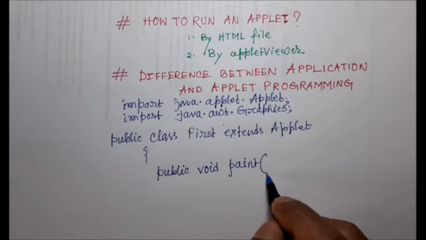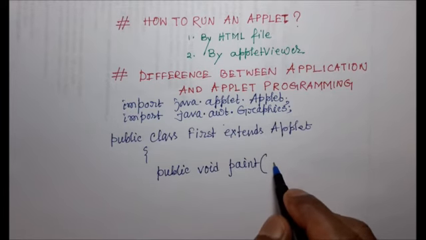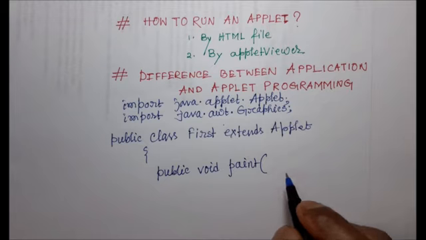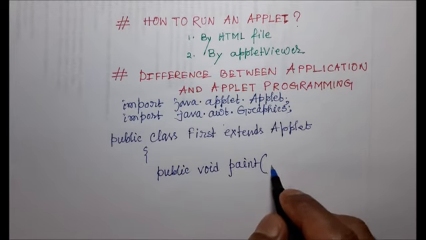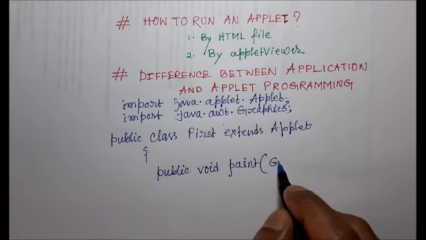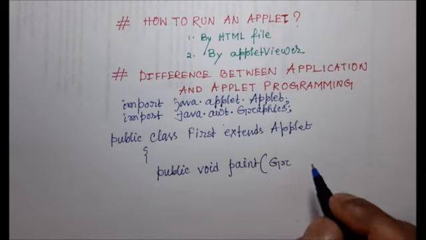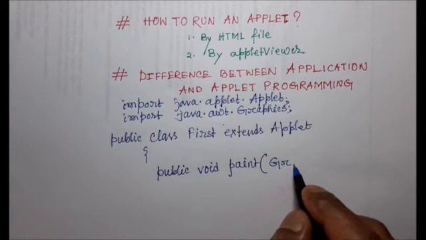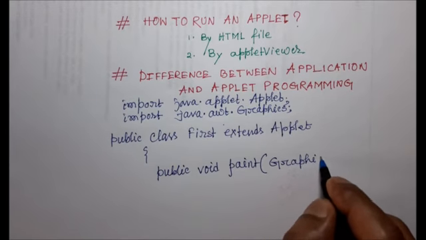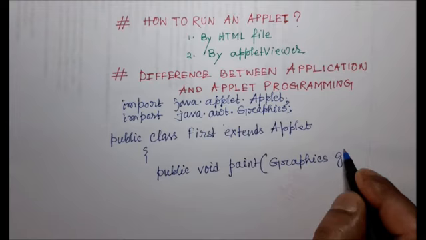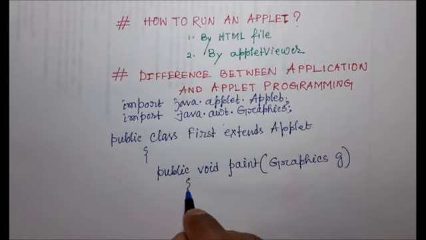So within this method we have to pass an argument. Last day I also mentioned this: I have to pass a graphics object. That is why I have imported the Graphics class. G is my graphics object, and with this graphics object I have to call the drawString method to write something on my computer screen.